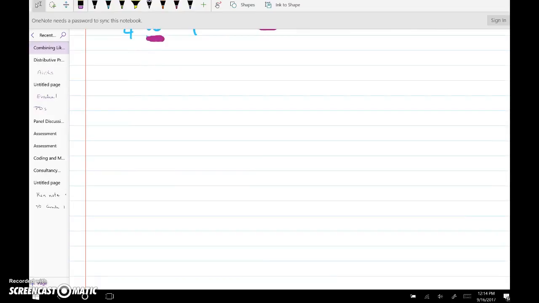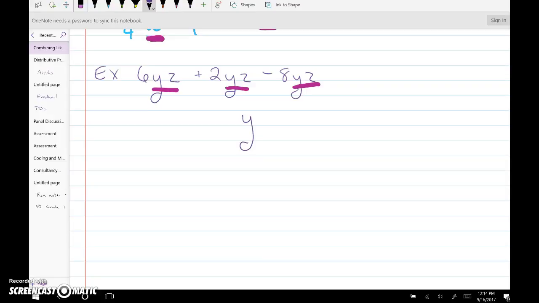Now, to actually combine like terms, let's look at an example. Let's look at 6yz plus 2yz minus 8yz. First thing we're going to do is find our like terms. Well, let's see, this has a yz, this has a yz, and this has a yz. So they all have the same term. So we're going to copy down that like term, yz.